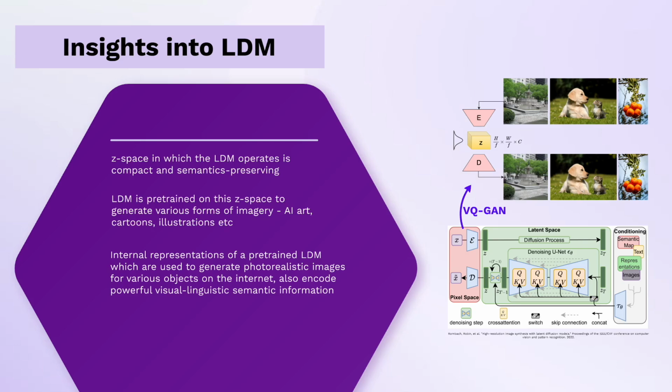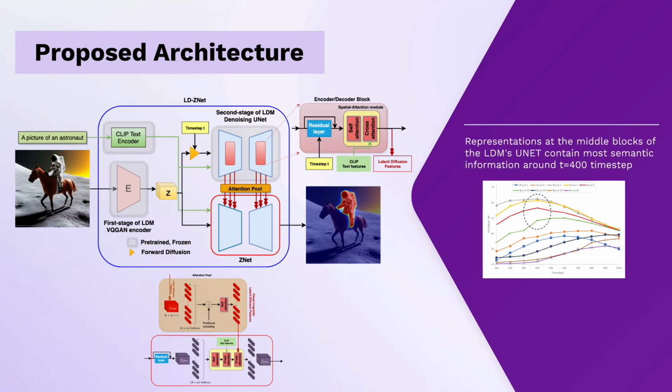Secondly, since the LDM can synthesize photorealistic images, it's natural to think their internal representations encode powerful visual-linguistic semantic information of objects in the image and its caption. So we also propose to incorporate these powerful internal representations of the LDM into the segmentation network. Now let's take a look at our proposed architecture.